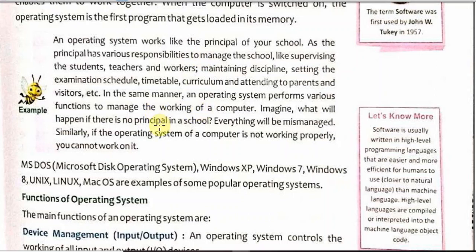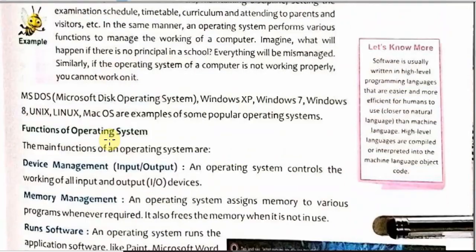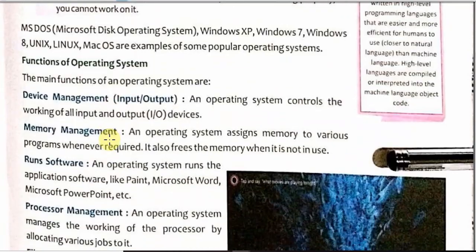Now, imagine what will happen if a computer has no operating system. If computer has no operating system, computer will not work properly. MS-DOS, Windows XP, Windows 7, Windows 8, Unix, Linux, Mac OS are examples of some popular operating systems. What are the functions of operating system?